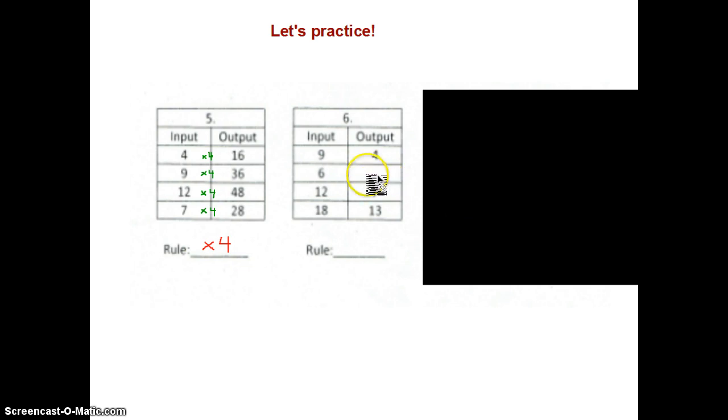This time I have a missing number and my rule is missing. So again, we're going to do the same thing. I want you to pause the video, take a look at these numbers, and see if you can figure out what the missing number is and the rule. If you need to copy them down, go ahead and do that now, but I want you to pause the video and see if you can figure it out. Okay, good luck.